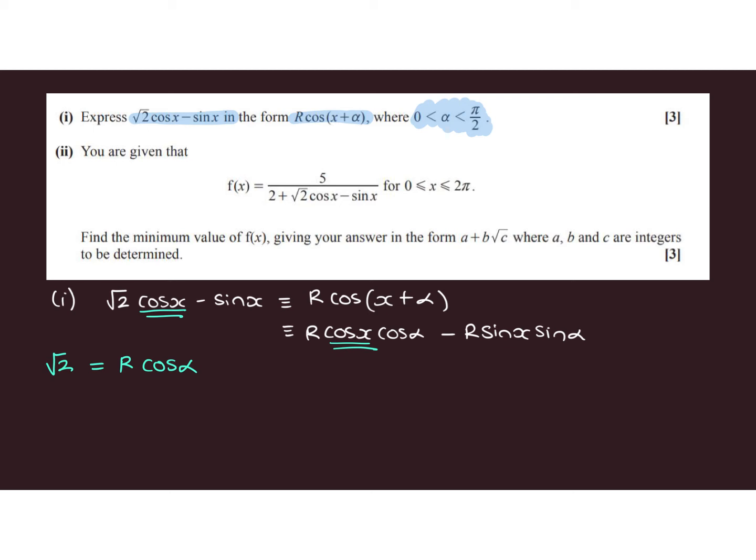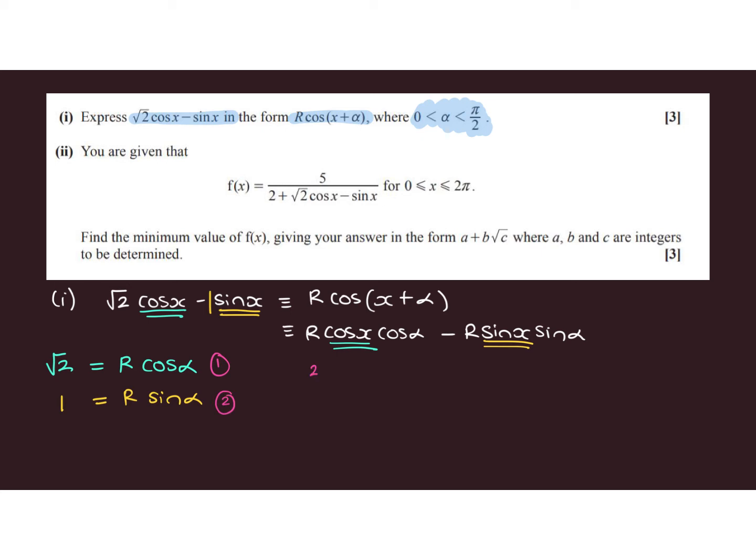Now, if we do the same with the sine x, we can ignore the negative because both sides contain a negative. Now, the coefficient here is 1 on the left-hand side, so we know that 1 is going to equal r sine alpha. And we have a pair of equations to deal with. Call this equation 1, and I'm going to call this equation 2.